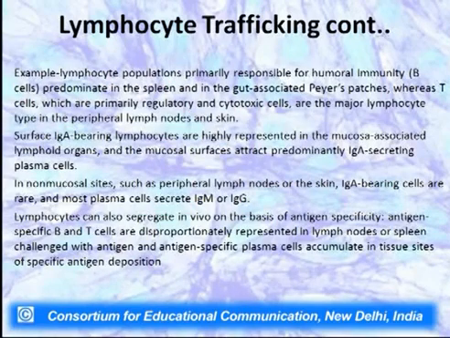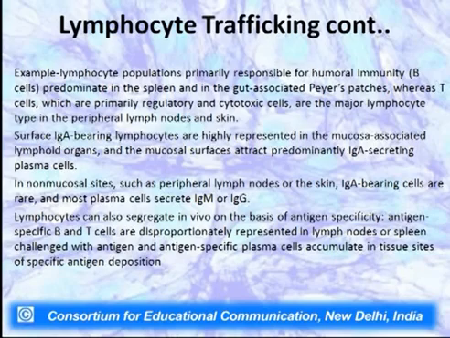For example, the lymphocyte population primarily responsible for humoral immunity, the B cells, are very predominant in the spleen and gut associated Peyer's patches, while the T cells, which are primarily regulatory and cytotoxic, are present mostly in the peripheral lymph nodes and the skin. The surface IgA bearing lymphocytes are present in the MALT or the mucosal surfaces, while in non-mucosal surfaces such as peripheral lymph nodes or the skin, IgA bearing cells are rare, while plasma cells secreting IgM and IgG are predominant.